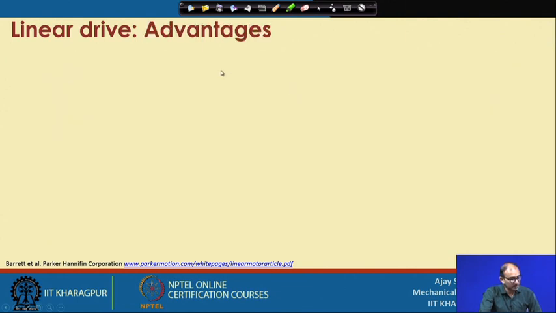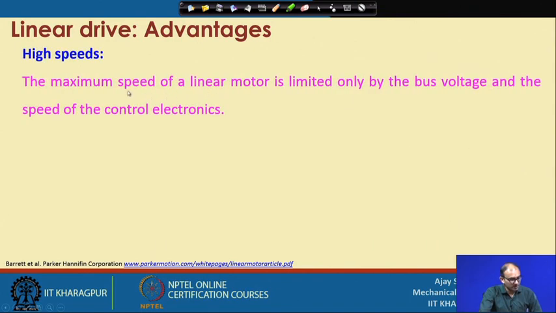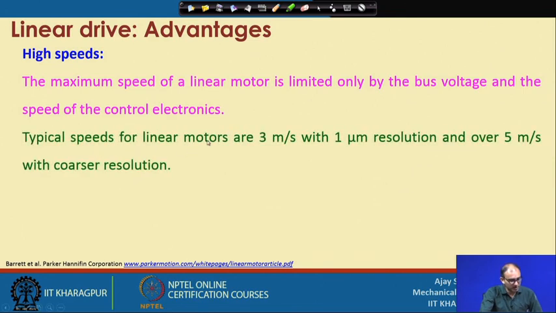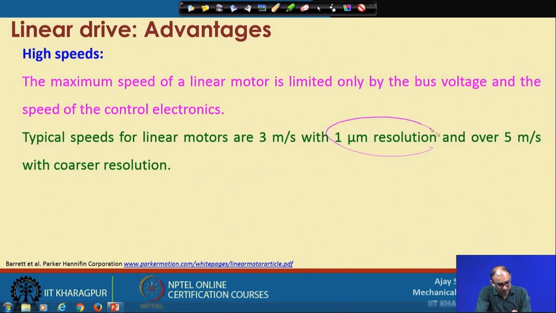Now, let us discuss the advantages and disadvantages of this linear drive. First one is the high speed, because speed is limited by the wear and friction in the conventional drive. Here we are not getting any contact between the two surfaces, so the speed is limited by the bus voltage and the speed of the control electronics. How frequently you are changing those poles between north and south determines the speed you can get. The typical speed of a linear motor is 3 meter per second with a 1 micron resolution and over 5 meter per second for a coarser resolution, because we have seen earlier that everything depends on the resolution.